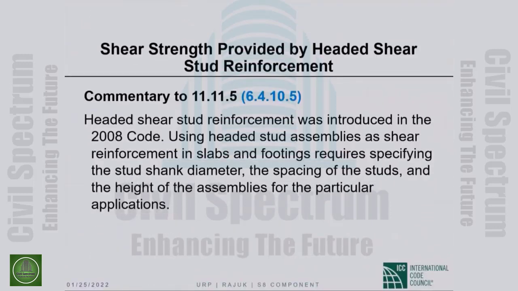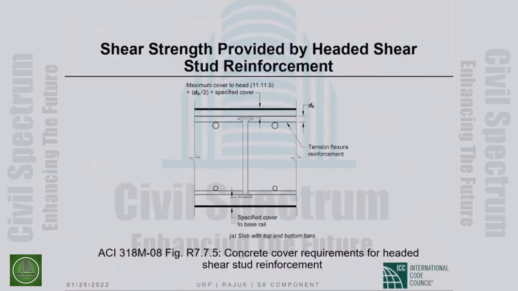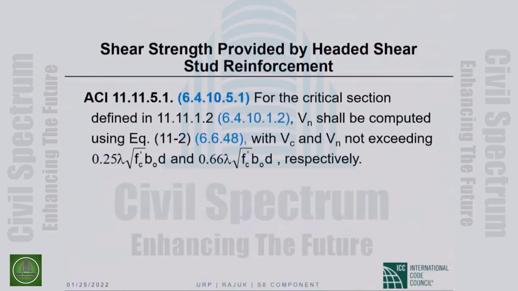Okay. Headed shear stud reinforcement was introduced in the 2008 code, as I already mentioned. Using headed stud assemblies as shear reinforcement in slabs and footings requires specifying the stud shank diameter, the spacing of the studs, and the height of the assemblies for the particular applications. This is what the engineer has to specify. Tests, and the references to a Joint Committee 421 report, show that vertical studs mechanically anchored as close as possible to the top and bottom of slabs are effective in resisting punching shear. The rest of it, including the two pictures, I'll let you read. My spending time here will not improve anything.